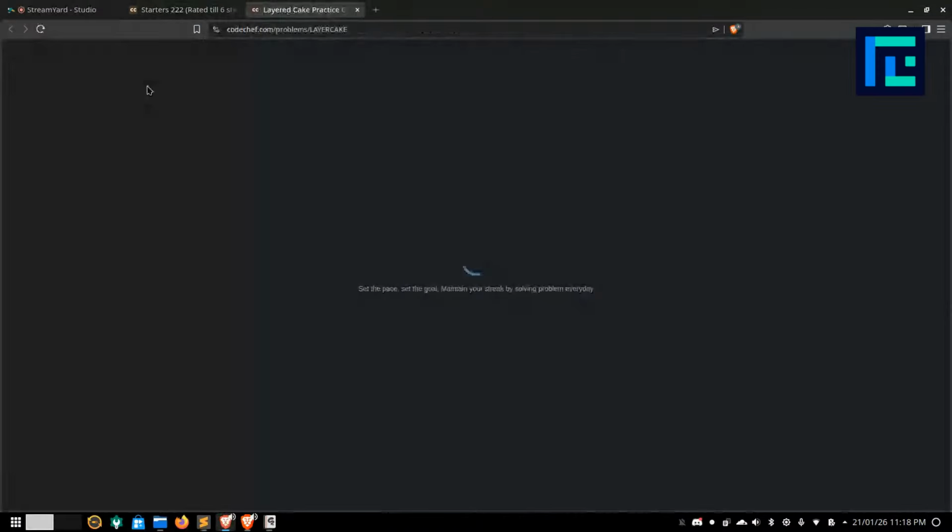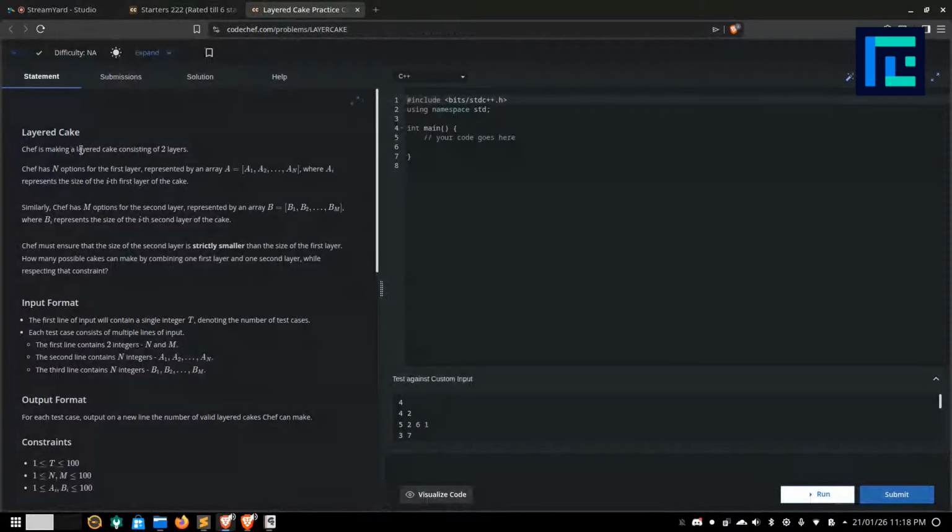So problem A is layered cake. Chef is making a layered cake consisting of two layers. Chef has n options for the first layer represented by an array A equal to A1, A2 till AN, where Ai represents the size of the ith first layer of the cake. Similarly, chef has m options for the second layer represented by an array B equal to B1, B2 till Bm, where Bi represents the size of the ith second layer of the cake. Chef must ensure that the size of the second layer is strictly smaller than the size of the first layer. How many possible cakes can be made by combining one first layer and one second layer while respecting that constraint?